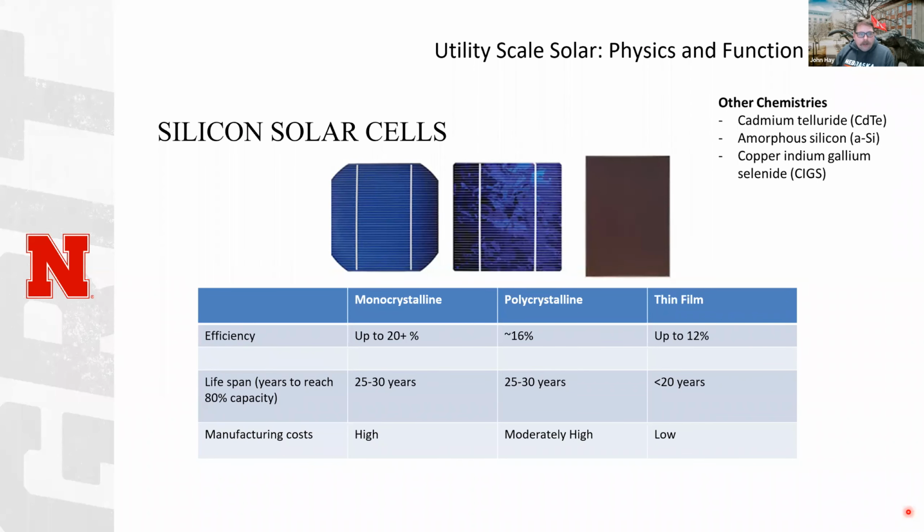Solar is a little different ball game. The primary chemistries we're talking about in solar are silicon, monocrystalline and polycrystalline, the two most common on the market today. We're starting to see a little bit of cadmium telluride, which is just a little different chemistry, come into play. Both the monocrystalline and the polycrystalline have pretty high efficiency, long lifespans of 25 to 30 years. The monocrystalline are a little bit more expensive, but they're also a little more efficient.